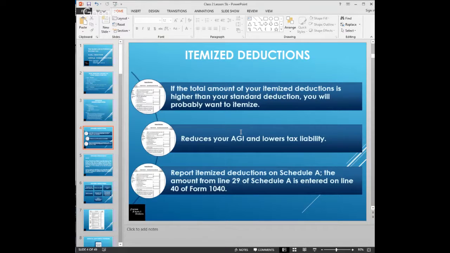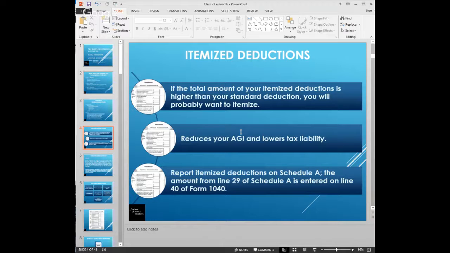So the first thing that we need to understand is that if the total of your itemized deductions is higher than your standard deduction, then you'll probably want to itemize. Both deductions reduce your AGI and lower your tax liability. You can report itemized deductions on Schedule A. The amount from Schedule A goes onto line 29 of Schedule A. The amount from line 29 on Schedule A is entered into line 40 of the 1040, and that line 40 is the same line you would use for your standard deduction. So it is an either or.